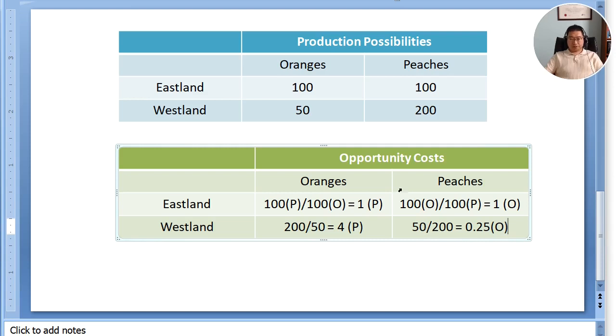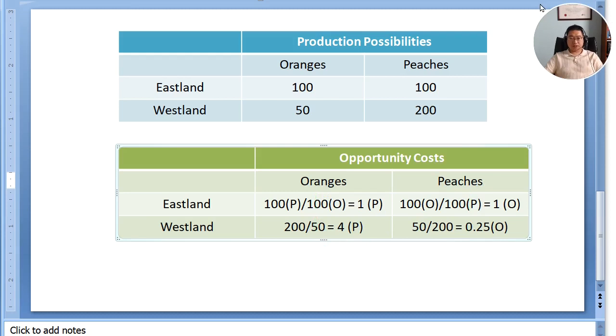That is the opportunity cost. Now, which one has the lower opportunity cost? Remember, we compare it vertically. Compare it vertically according to the what? To the products. Okay, for products we compare the opportunity costs.